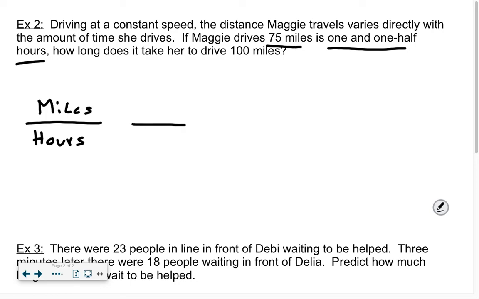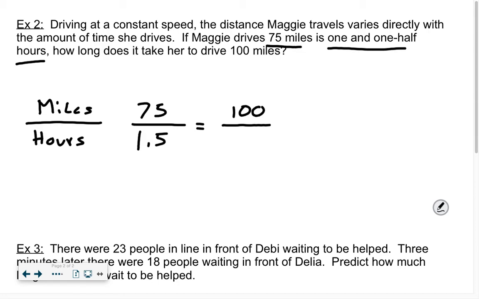So for the first one, we went 75 miles in 1.5 hours. So you could write it that way if you wanted to. You could also use your decimals, and that's okay, 1.5. Lastly, we want to know how long does it take for her to drive 100 miles. 100 of the miles was up in the numerator. That's why it's helpful to put the miles over hours on the left-hand side.